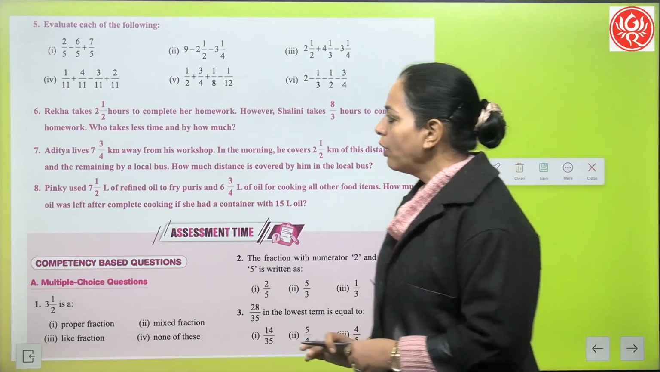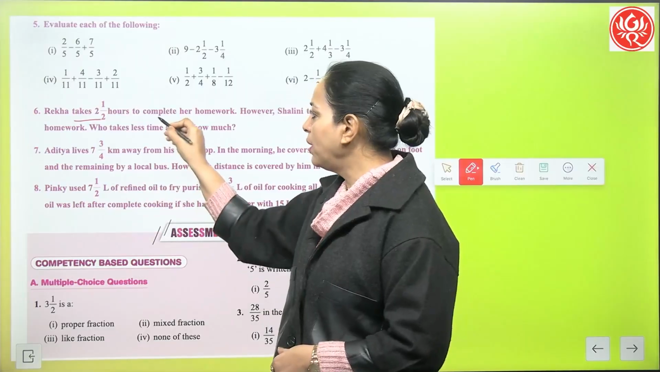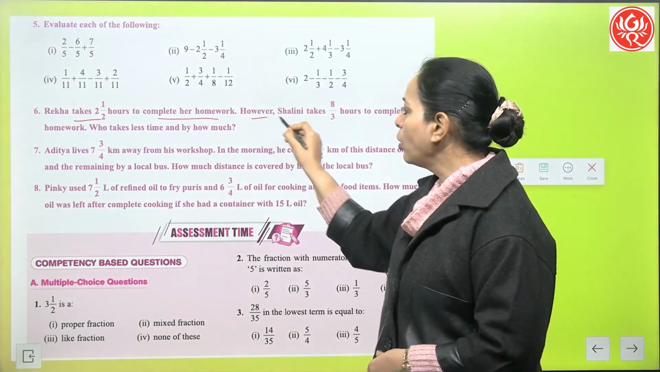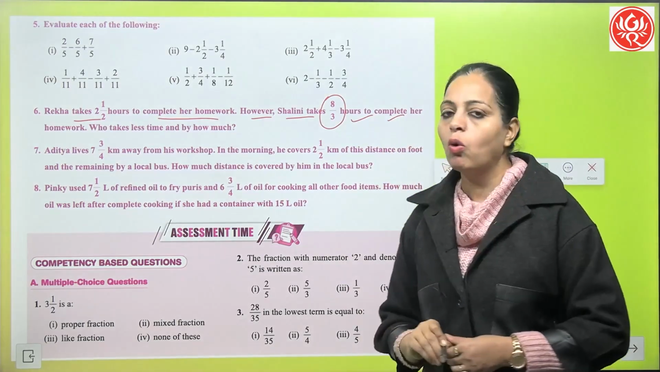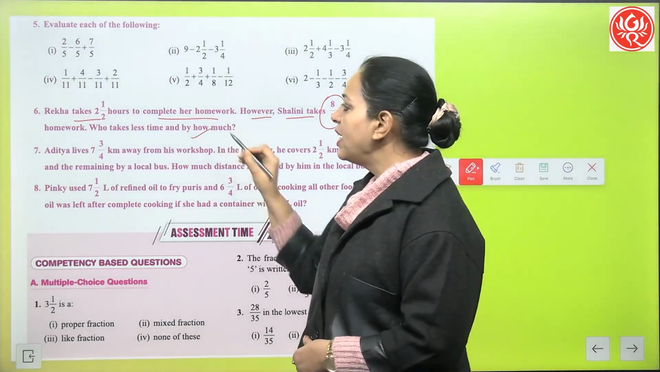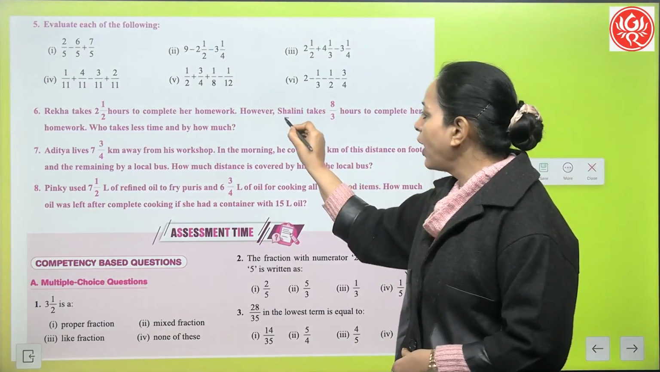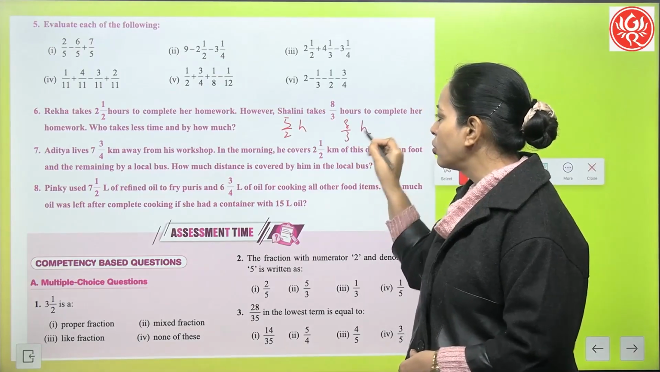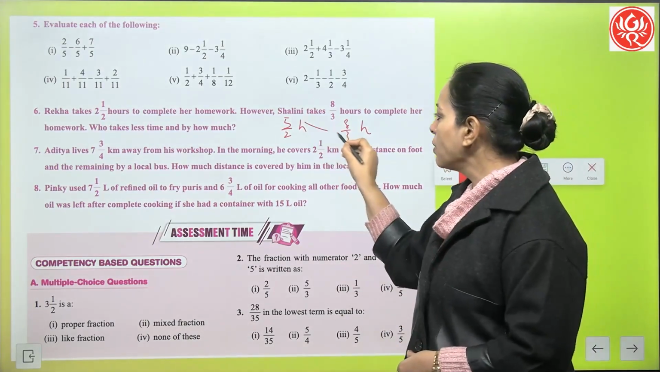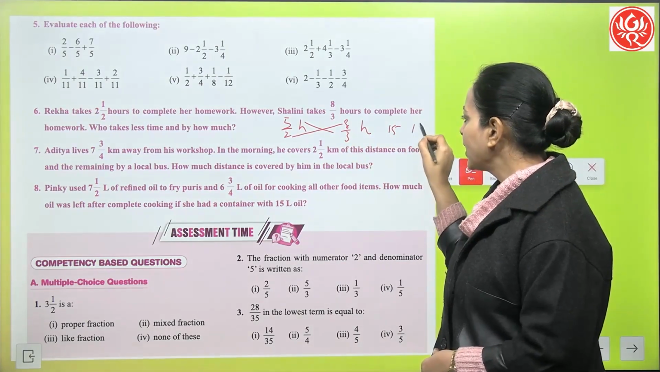Okay, now here, the 6th question: Rekha takes 2.5 hours to complete her homework. However, Shalini takes 8/3 hours to complete her homework. So who takes less time and by how much? So Rekha takes 5/2 hours and Shalini takes 8/3 hours. So we can compare it. Cross multiply कर दें. 5 into 3 is 15, 2 into 8 is 16.